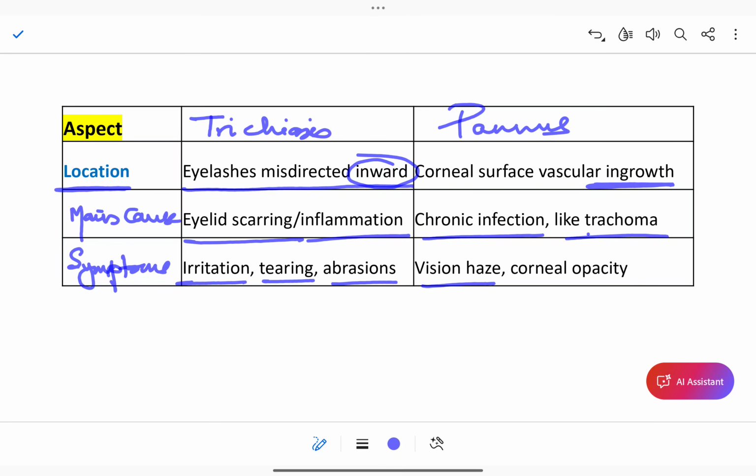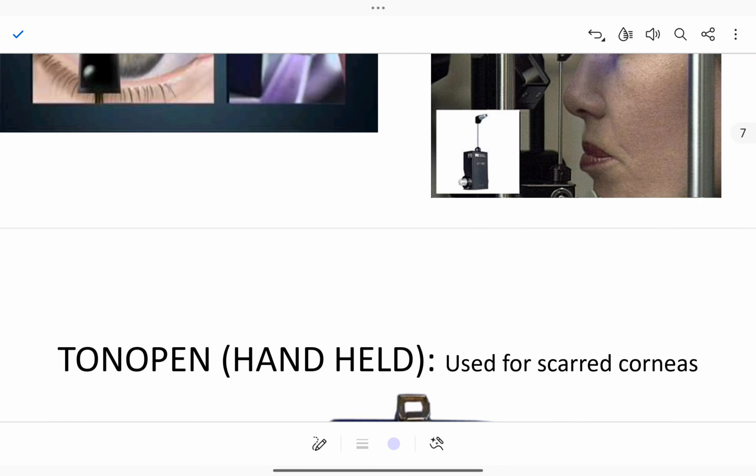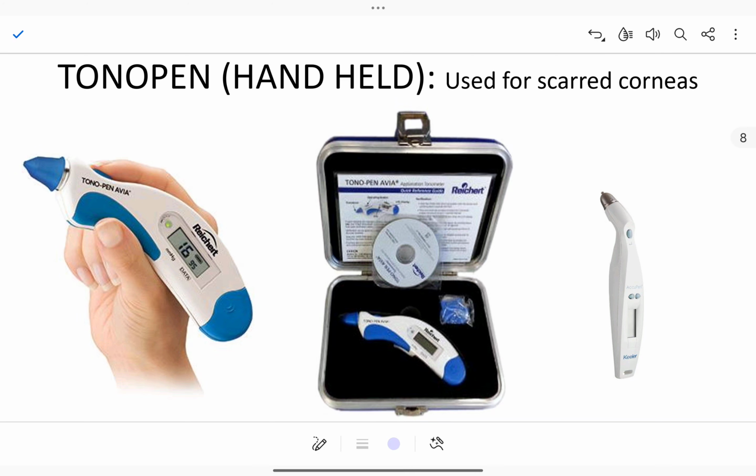This is Goldmann applanation tonometer. This is called tonopen or handheld tonopen, used for scarred corneas.